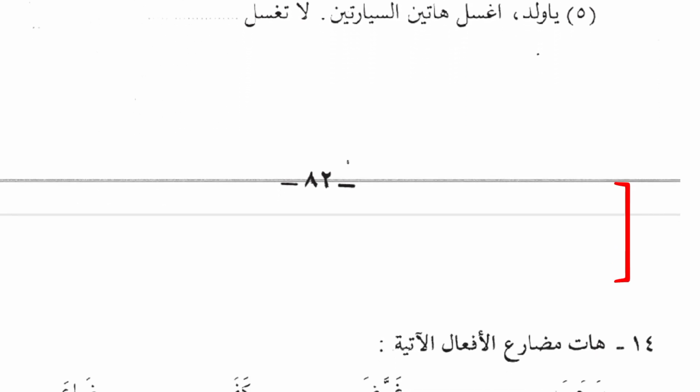Number 4, we have iftah hadain al-babain. Open these two doors. La taftah, don't open. Number 5, we have ya walad, oh boy, igsil hatayn sayyaratain. Wash those two cars. Do you understand? La taksil, don't wash. So you can just say la taksil, don't wash. Now, this is the end of this topic on how to use the distal demonstrative pronoun for dual, for two. Now we have additional exercises to give you.